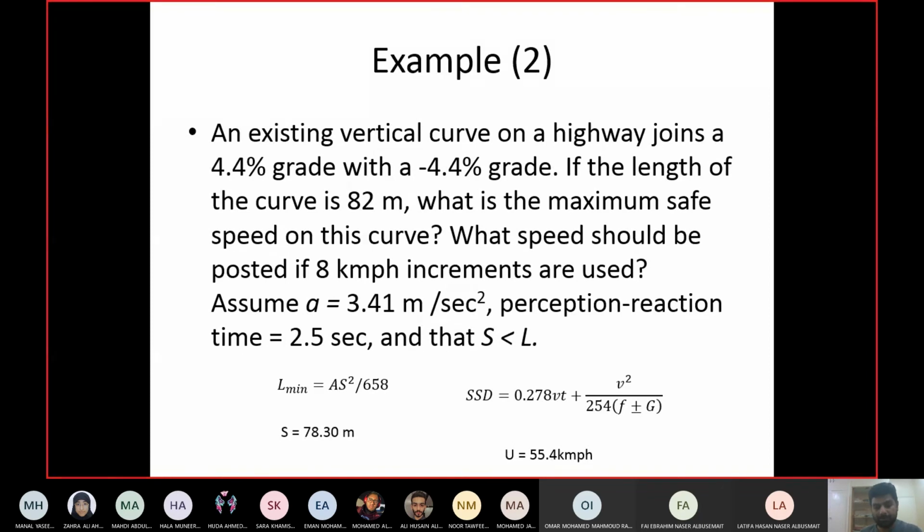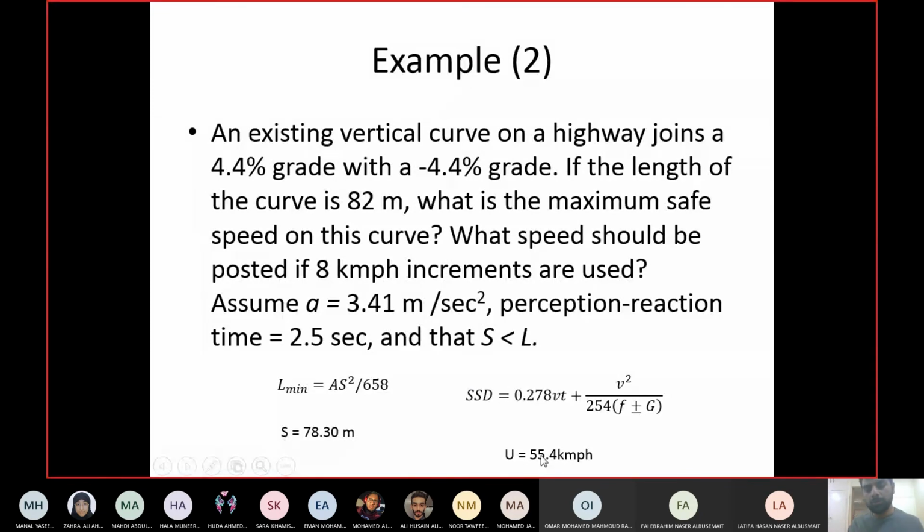How much less? Should I put 55, which is just 0.4 kilometers per hour less? Should I put 54 or 53 or 52? So they have given me a criteria: put a speed limit which is a multiple of 8 kilometers per hour. Increment means a multiple of 8 kilometers per hour. So whatever number you are suggesting should be less than 55 and a multiple of 8.